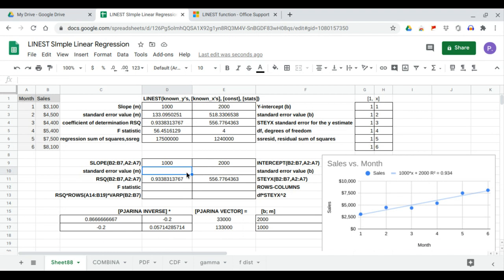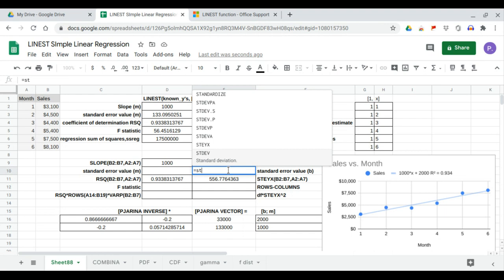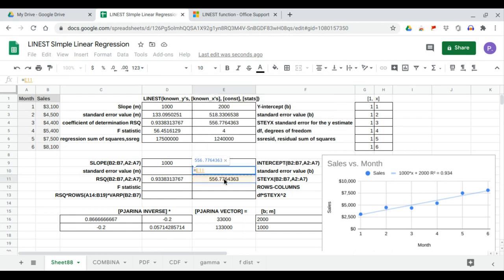Next, we calculate the standard error values of the slope and the intercept. We start with the intercept. So this is equal to STEYX times the square root of pseudo inverse 1. 518.33 matches our LINEST output. Here we have also STEYX times the square root of pseudo inverse 2. And this matches our LINEST output.